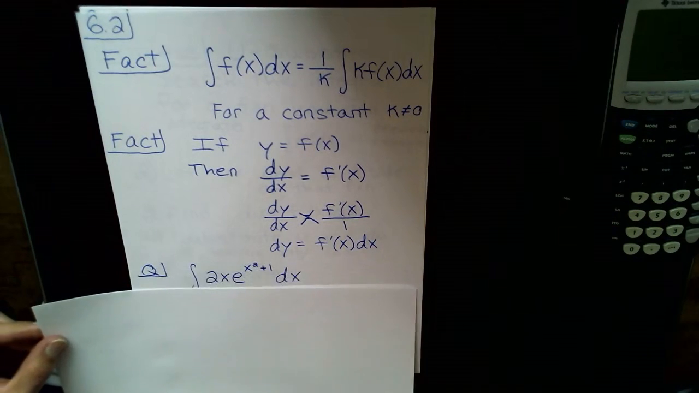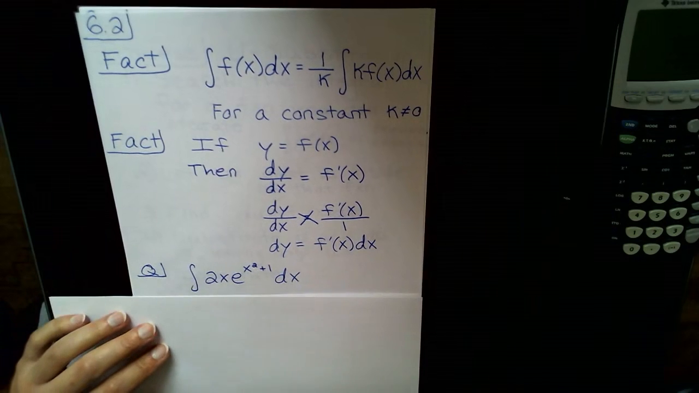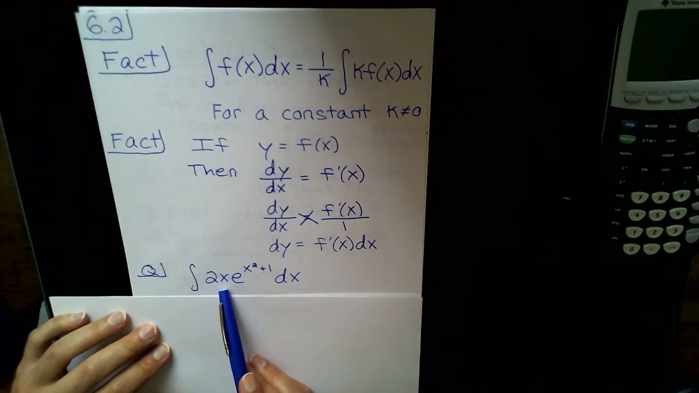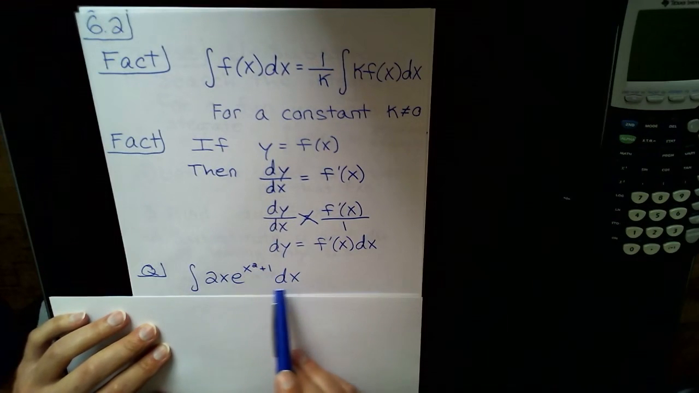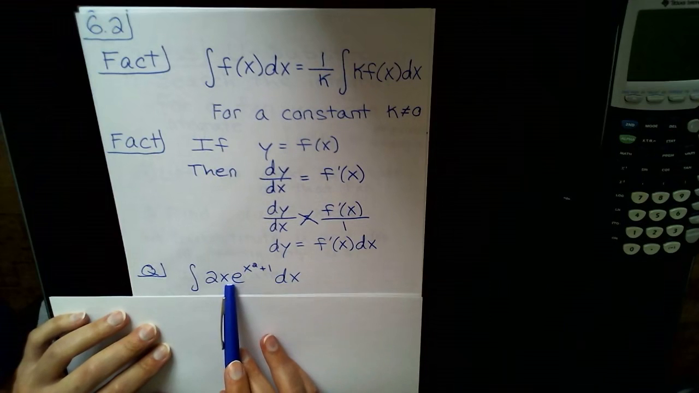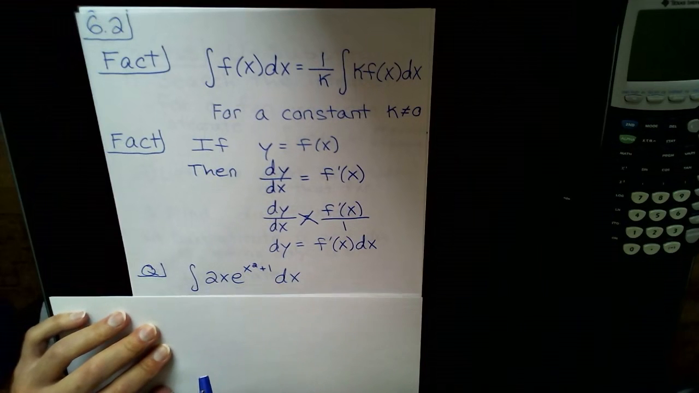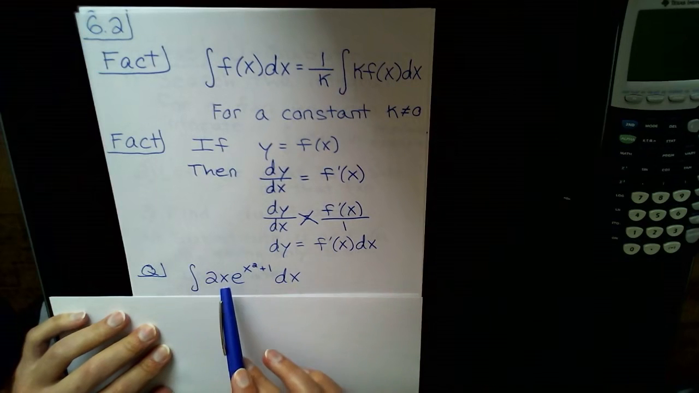Okay, so continuing along with this, let's say we have the following question. The integral of 2x times e to the x squared plus 1 dx. How do we take the antiderivative of this term? If you notice, we have multiplication of two functions going on, 2x and e to the x squared plus 1. That should automatically be a red flag that something's off here. We don't know how to take an antiderivative with that.